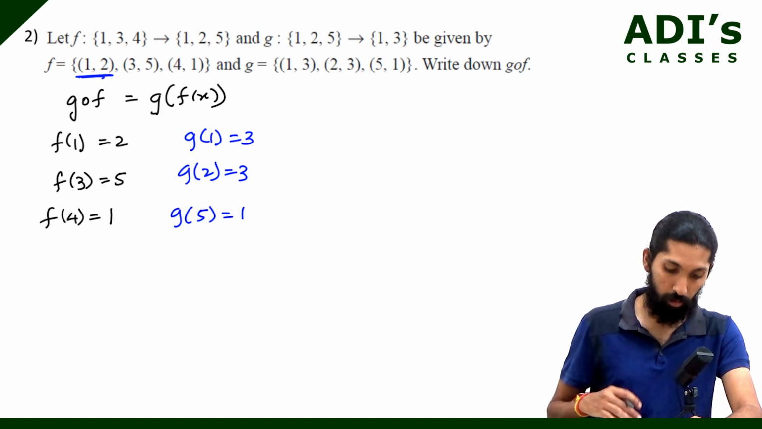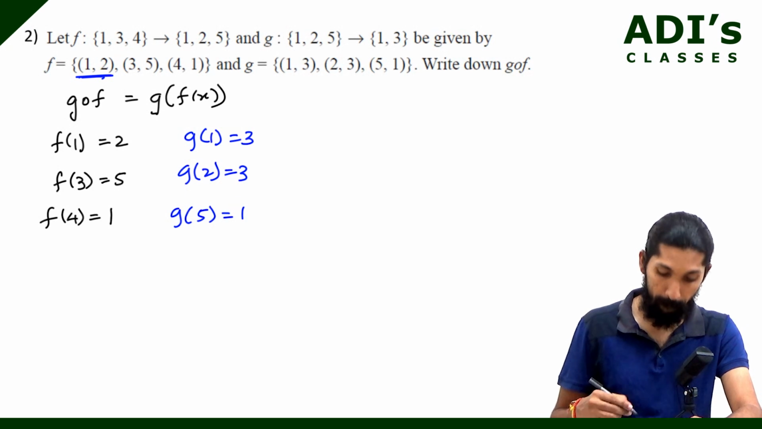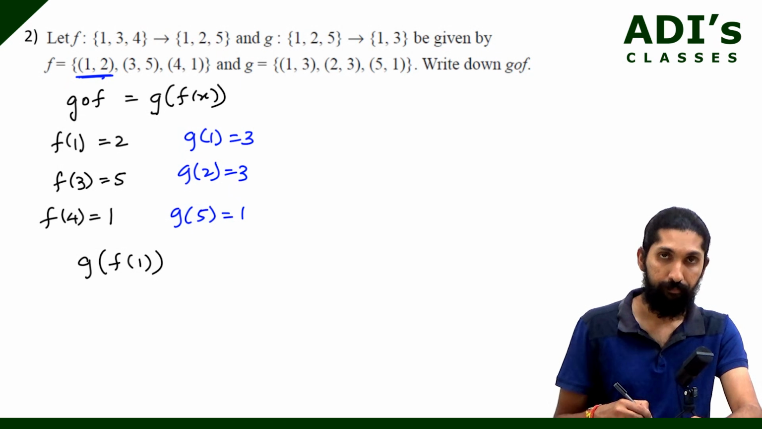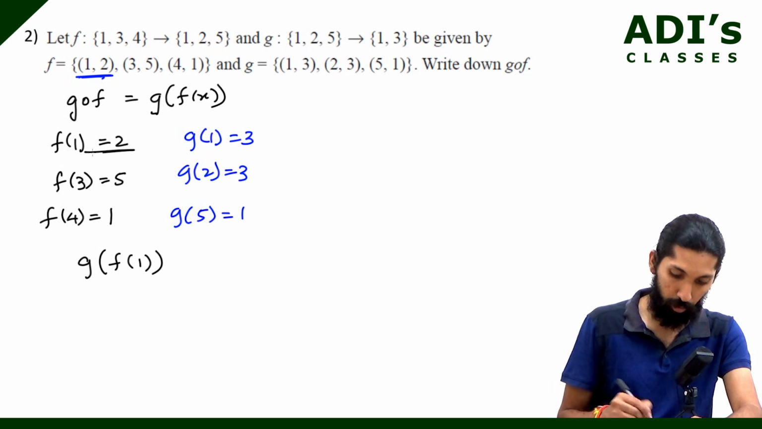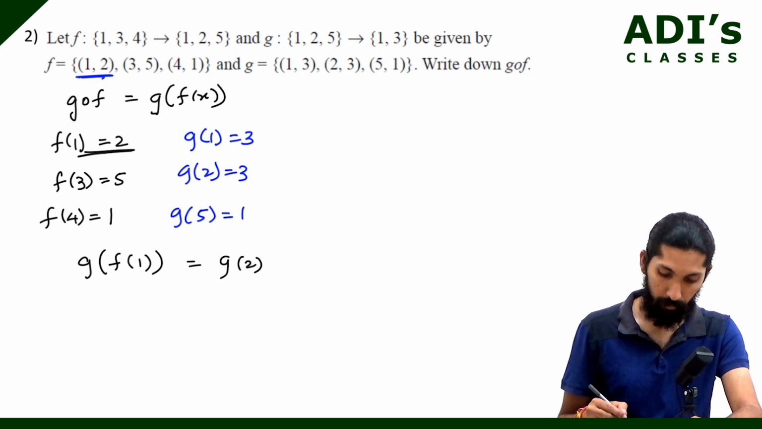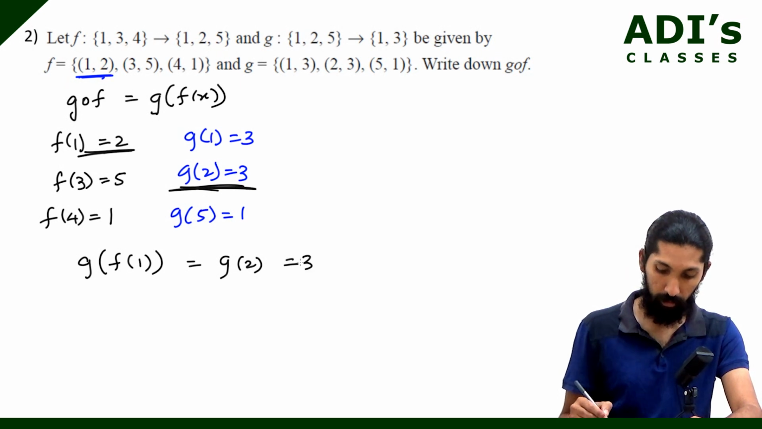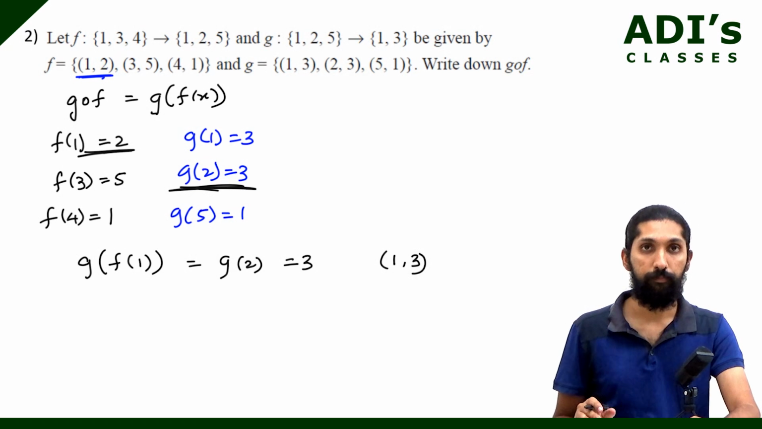Now, what is g of f? So g of f of x. First we'll take 1. That is g of f of 1. Fine. So when you take g of f of 1, what is f of 1? 2, isn't it? So we'll get this as g of 2. What is g of 2? 3. So g of 2 is equal to 3. So my first number is going to be 1 comma 3. This is the first ordered pair.